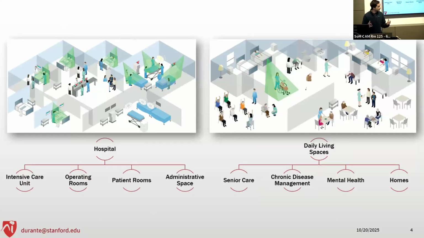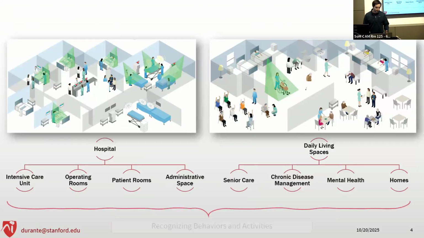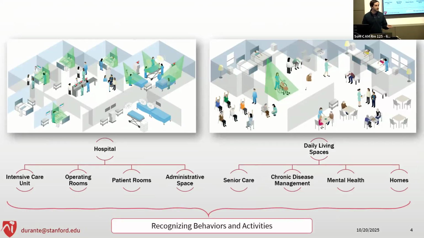As I mentioned before, there's a lot of different things that happen in a lot of different kinds of rooms, which is also a challenge when you're building ambient AI. In general, the overall guiding principle is you want to recognize the behaviors and activities that are happening in the rooms. So this is what we're coming at from a technical side.